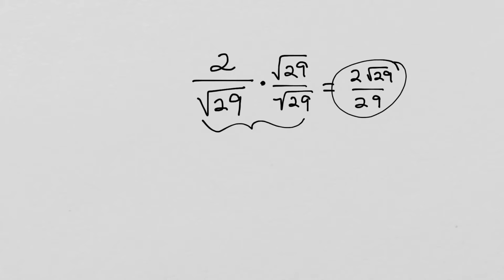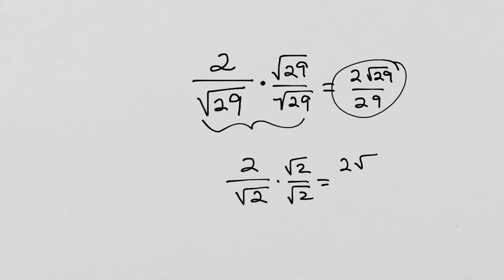Now let's take a look at another scenario. Suppose I have 2 over the square root of 2. In this case, you can approach this the same way. Multiply by square root of 2 over the square root of 2, and I get 2 square roots of 2 over 2, and of course the 2's cancel, and I get the square root of 2.